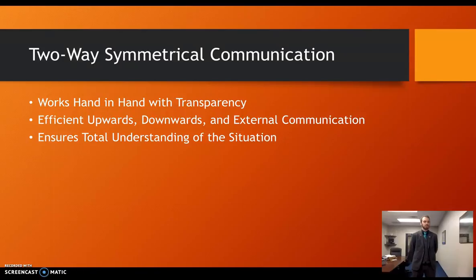Next, we have two-way symmetrical communication. Two-way symmetrical communication ensures that information and communication is being transferred from the top levels of the organization to the lower levels of the organization, and also ensures that the external communications from the organization are ethical and also pertain to the information necessary to the crisis. It also ensures that all parties involved, the organization, the employees, and the public, have a total understanding of the situation at hand.